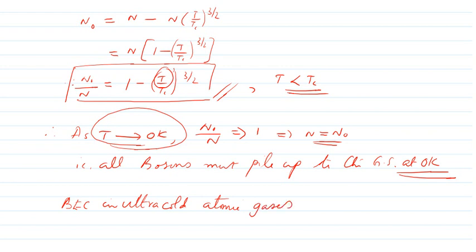So that is regarding how Bose-Einstein condensation was first experimentally observed. I told you it happened almost after 70 years of its first prediction.